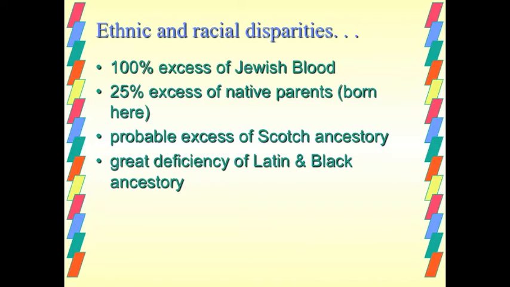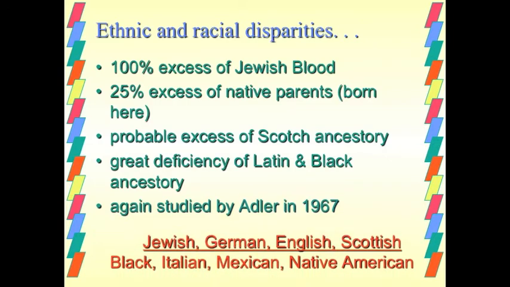And we've been fighting that battle ever since. A guy named Mortimer Adler studied the question again in 1967, found an excess of Jewish, German, English, and Scottish folks, and a deficiency of Black, Italian, Mexican, and Native American folks. The closer you are to the norming group, the more valid the test is for you.